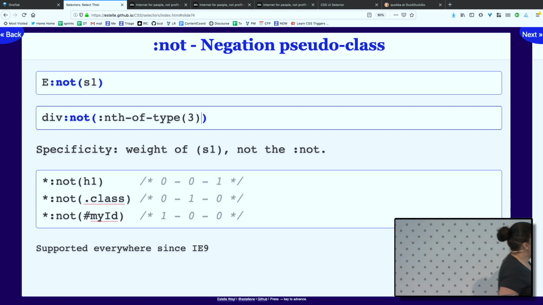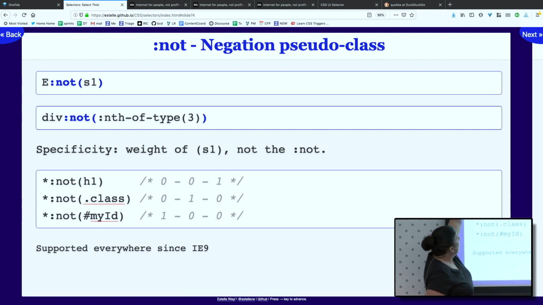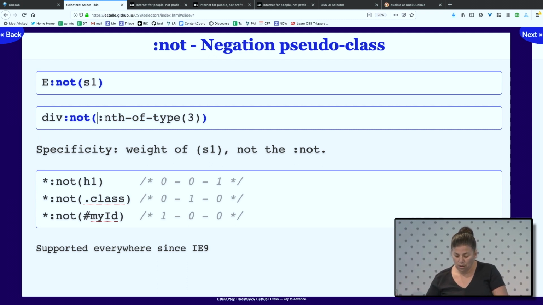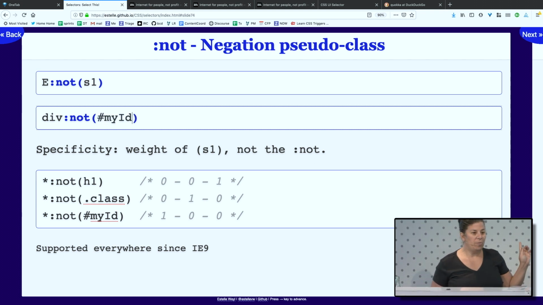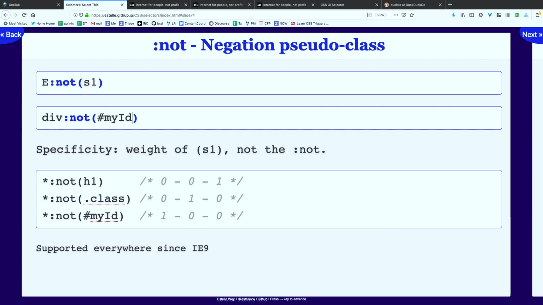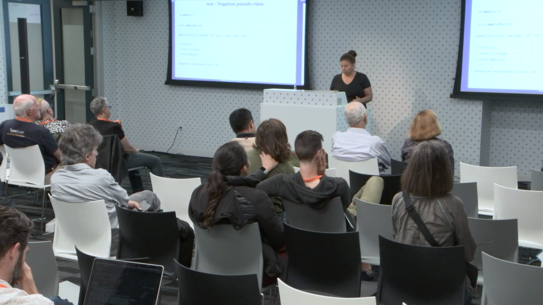There's no weight. So here, E:not(S1) would be the specificity of whatever E is and the specificity of whatever S1 is. So this is a class selector, so we have an element and a class. If I had put my ID, it would have been 1-0-1, the 100 for the ID, and the 001 for the div.